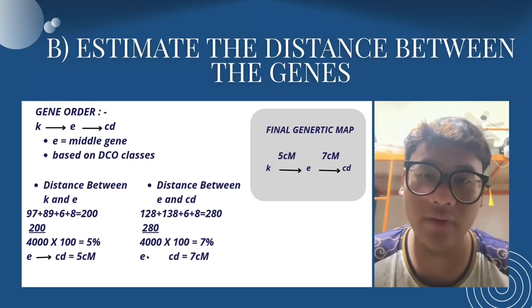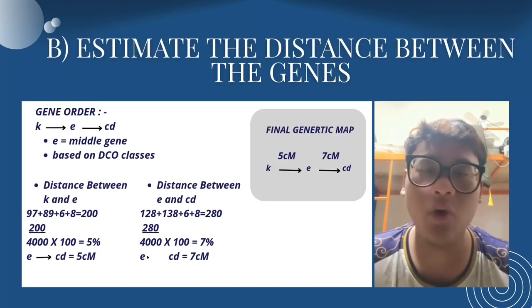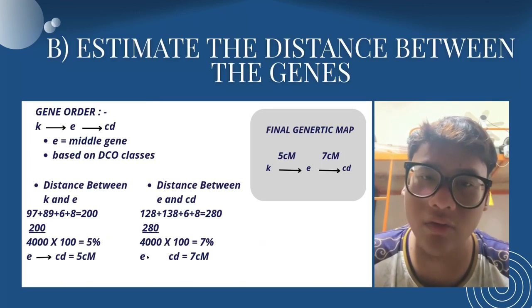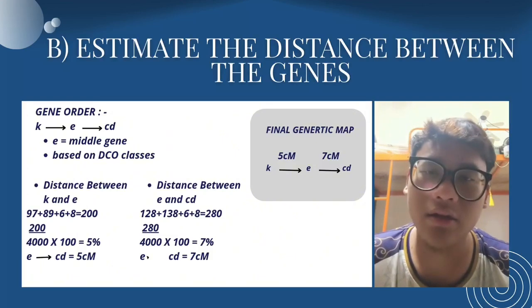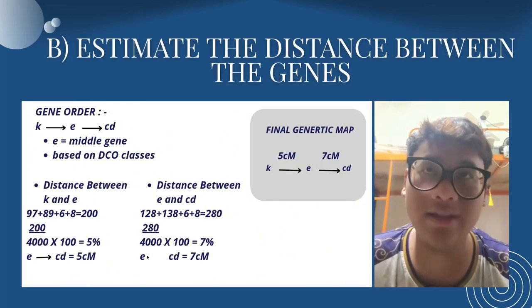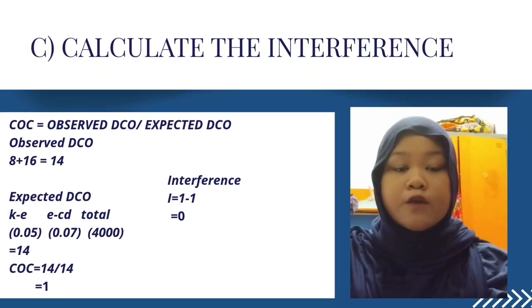Okay. For the interval between E and CD, the recombinant classes are kidney eboni with 128 progeny, cardinal with 139 progeny, and the two double crossover classes with 6 and 8 progeny. The total recombinant progeny is 218. After calculation, the recombinant frequency is 7 centimorgan. Now, I continue with question C.